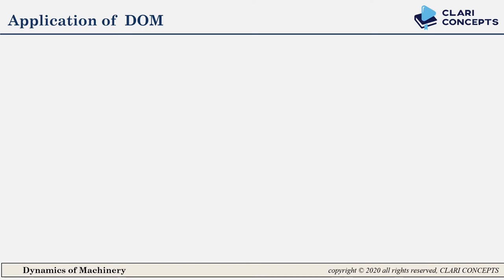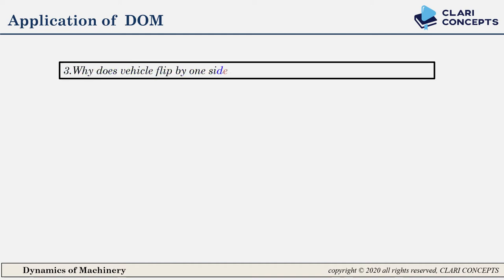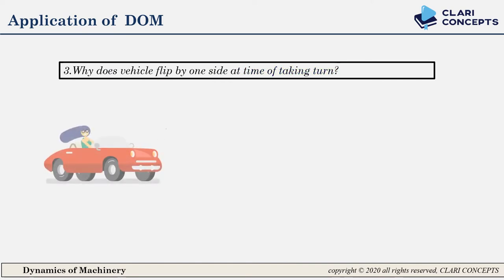Driving a vehicle. We all have different styles of driving a vehicle, but has any of you ever noted that all vehicle drivers decrease their speed at the time of turning? Why does a vehicle flip to one side at the time of taking a turn? Because at the time of taking a turn, the COG of the vehicle is changed, but the human body COG does not change. Because of this change, a couple is produced, and this couple is responsible for the flipping of the vehicle.